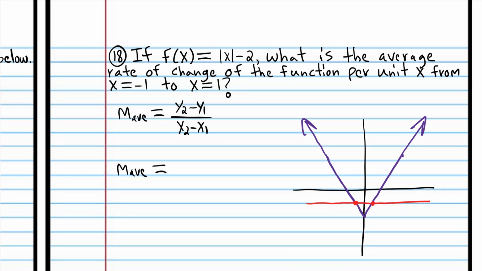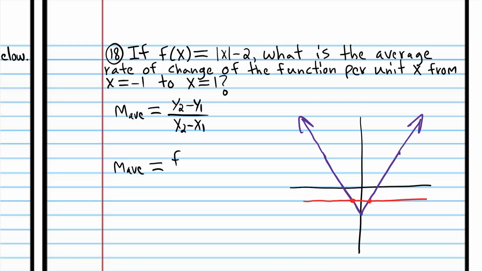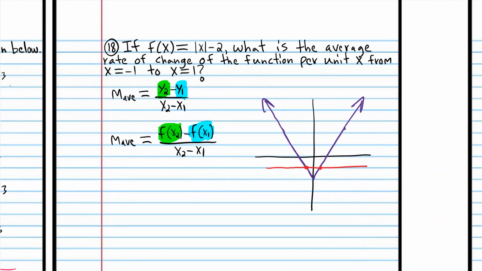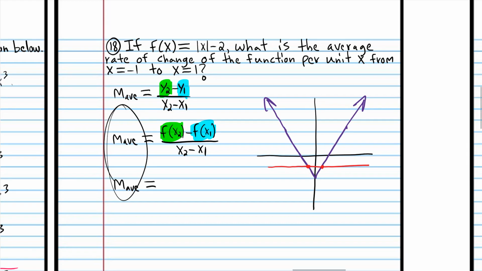But when you're dealing with functions, you're going to have f of x2 minus f of x1 over x2 minus x1. So instead of y2, we write f of x2. Instead of y1, we write f of x1. It's the same thing. It's just function notation. And this stands for the average rate of change.